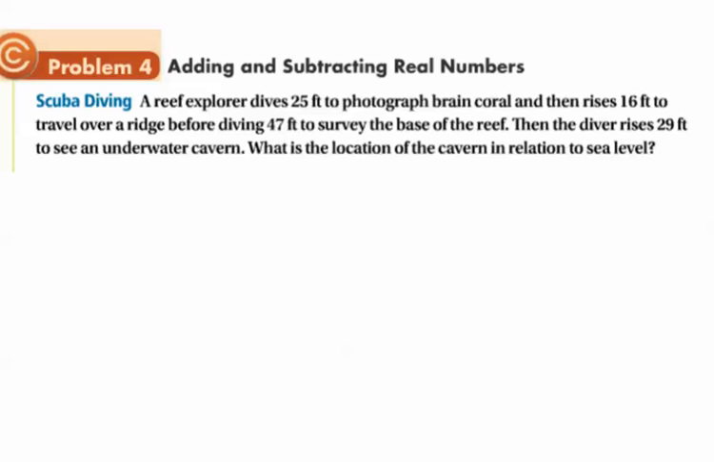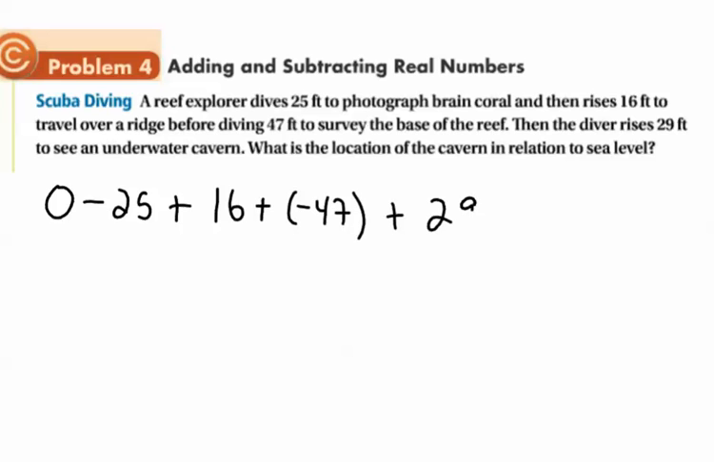There's a couple ways to think about this. Sea level is 0. So if I start at 0, diving 25 feet, that's a minus 25, plus rising 16 feet because I went up, plus diving 47 feet, plus 29. Then I could go ahead and add all these together.